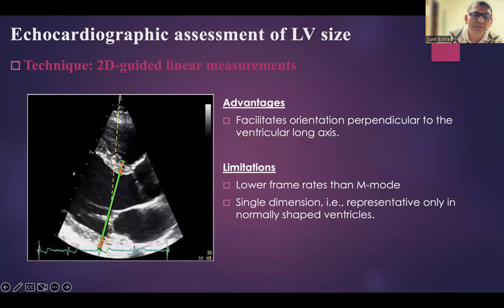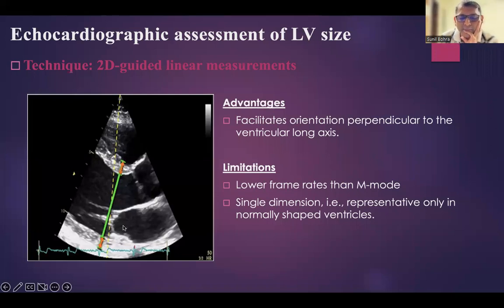So here it is very simple. You freeze the frame in the end diastolic phase, and then you take the measurements of the interventricular septum, the left ventricular internal dimension in diastole, and then the posterior wall in diastole. Similarly, you scroll and see when the mitral valve opens again, and just go one frame back, and then you do the end systolic measurements.